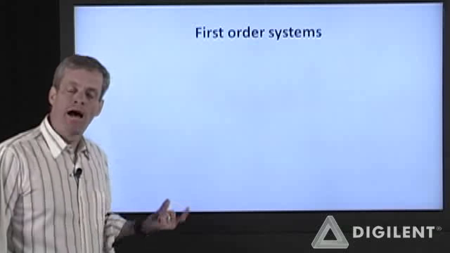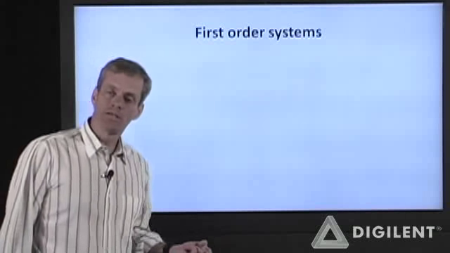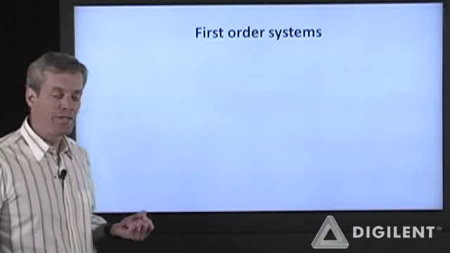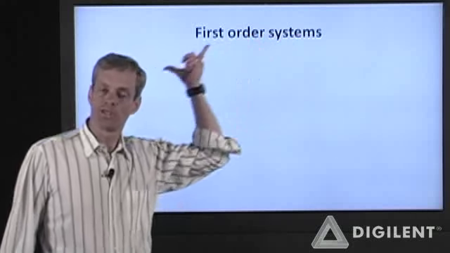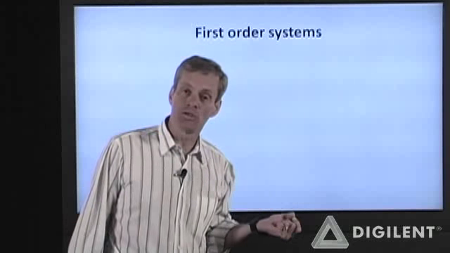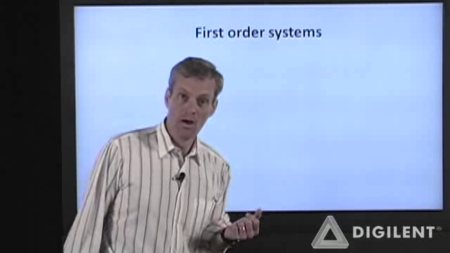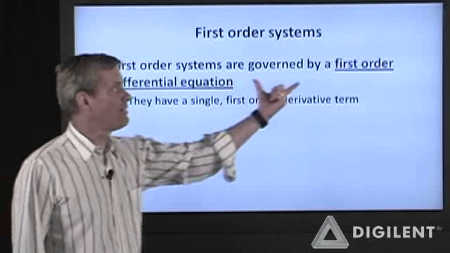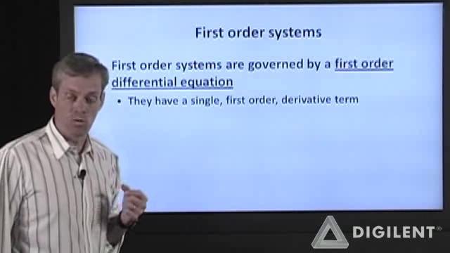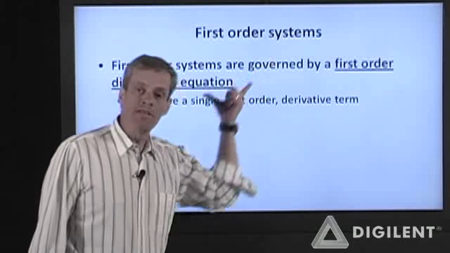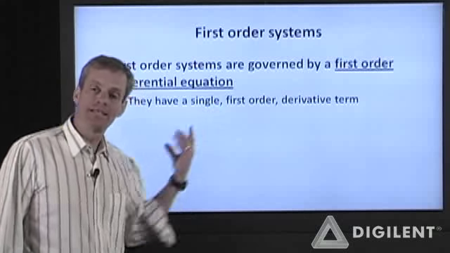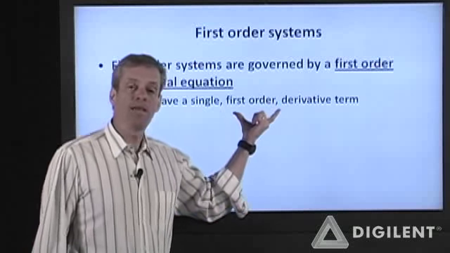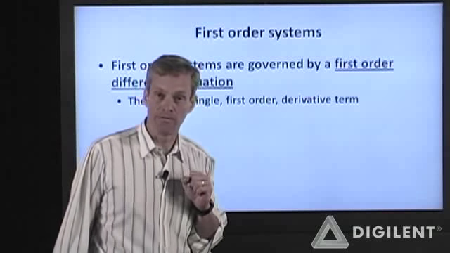Now I'm going to start combining inductors, capacitors, and resistors to make an overall electrical circuit. Our first step towards doing this is what are called first-order systems, or if it's electrical circuits, first-order circuits. First-order systems, as you might guess from the name, are governed by a first-order differential equation. So there is a derivative in the governing equation that relates the output to the input, but there is only a single derivative term. It is only a first-order derivative.